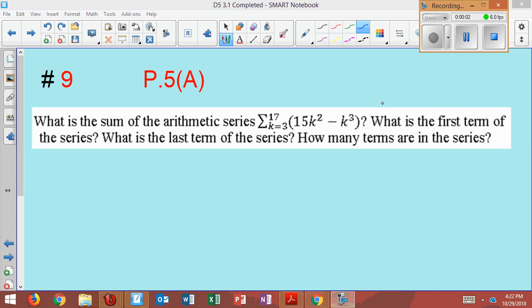What is the sum of the arithmetic series given by this equation in sigma notation? What is the first term of the series? What is the last term of the series? And how many terms are there in the series? So let's first figure out what is the sum of the series.